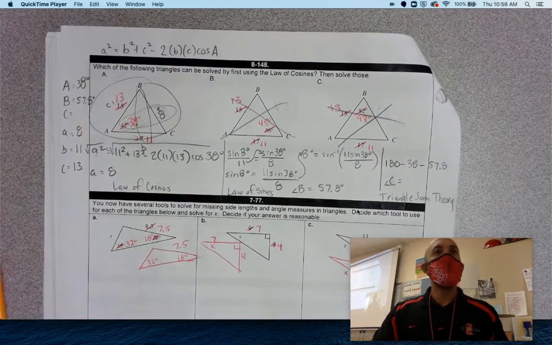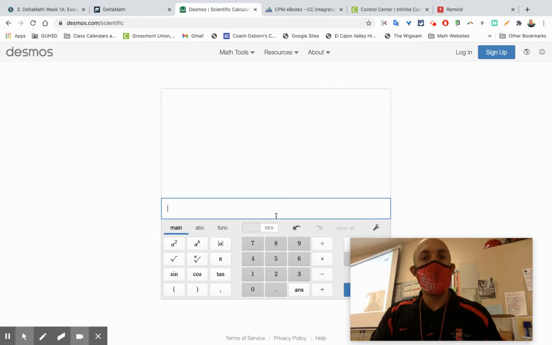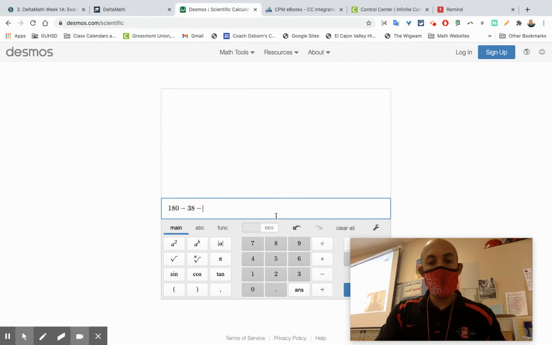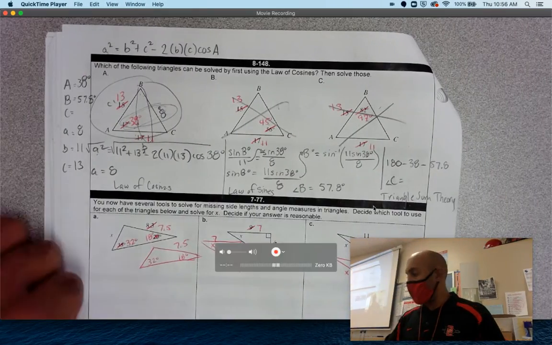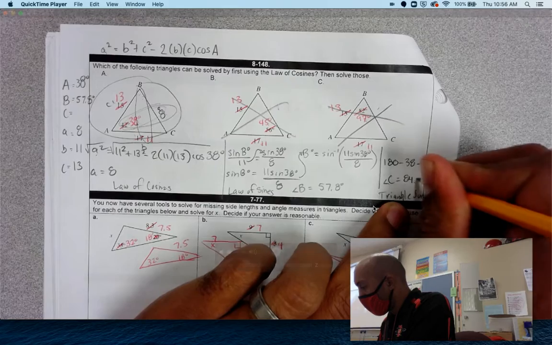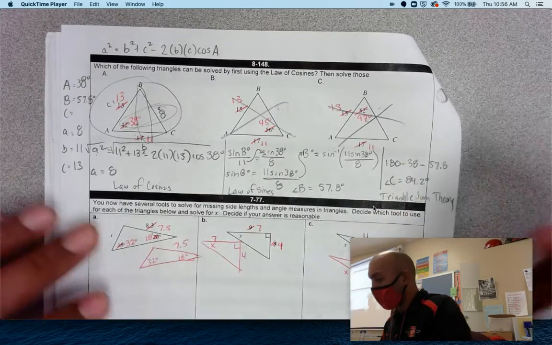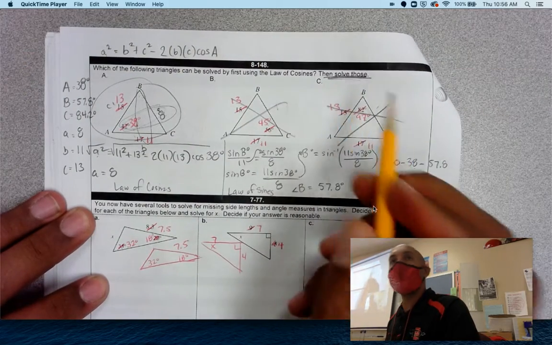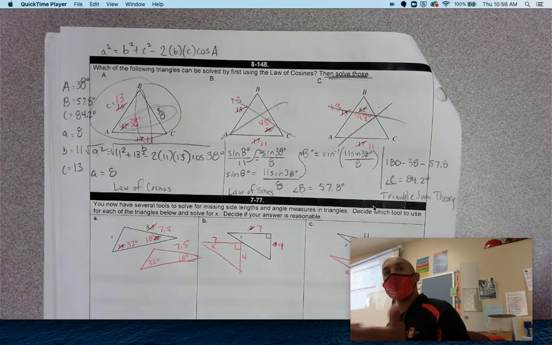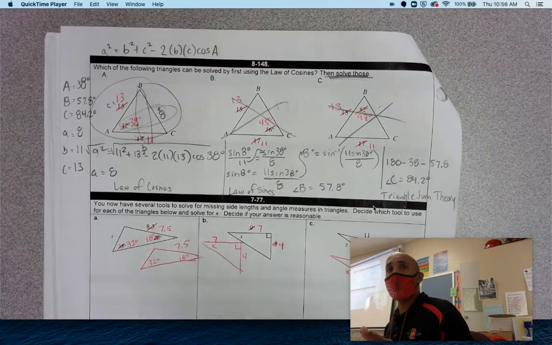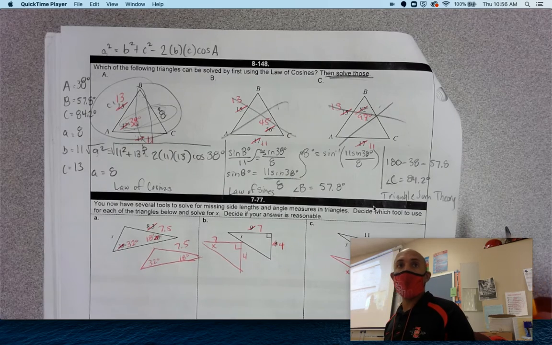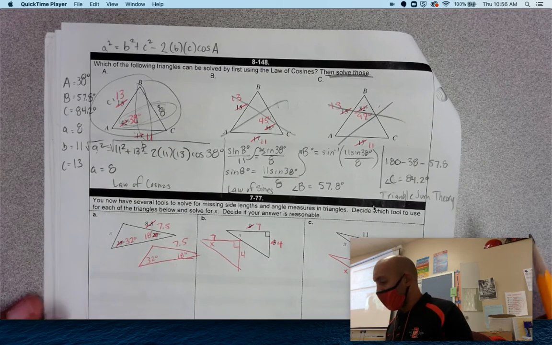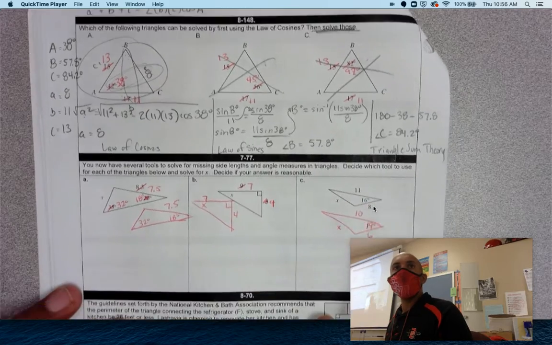So let's calculate that out. So 180 minus 38 minus 57.8, 84.2. 84.2 degrees. There's my last angle. So again, if it says solve the triangle and it doesn't specify what exactly to solve, you're solving everything. It might even just say solve the triangle. Or it might say find all the missing sides and lengths or angles. Okay. All right. Next one.